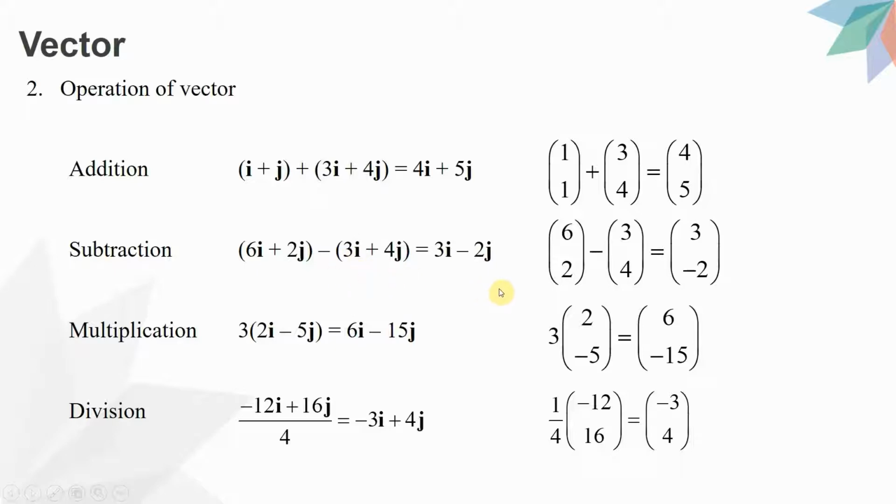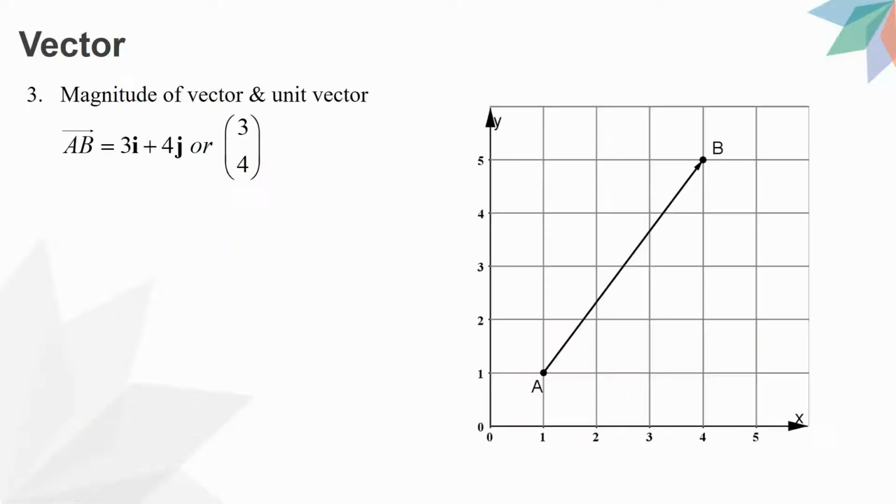Alright. Now another way of dealing with operations, we can write in the form of column vector, which I prefer, so that our operations can be done more clearly to prevent mistakes.